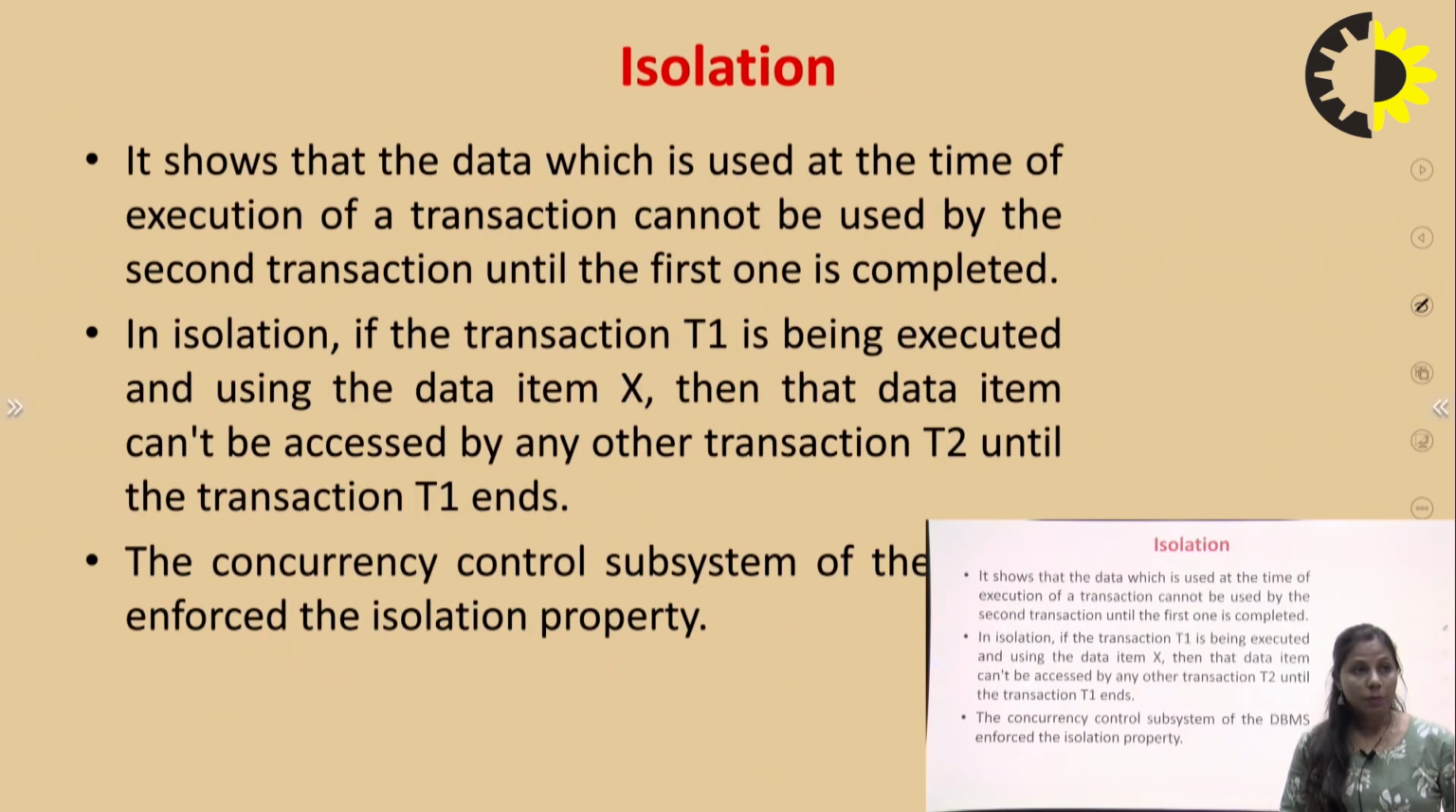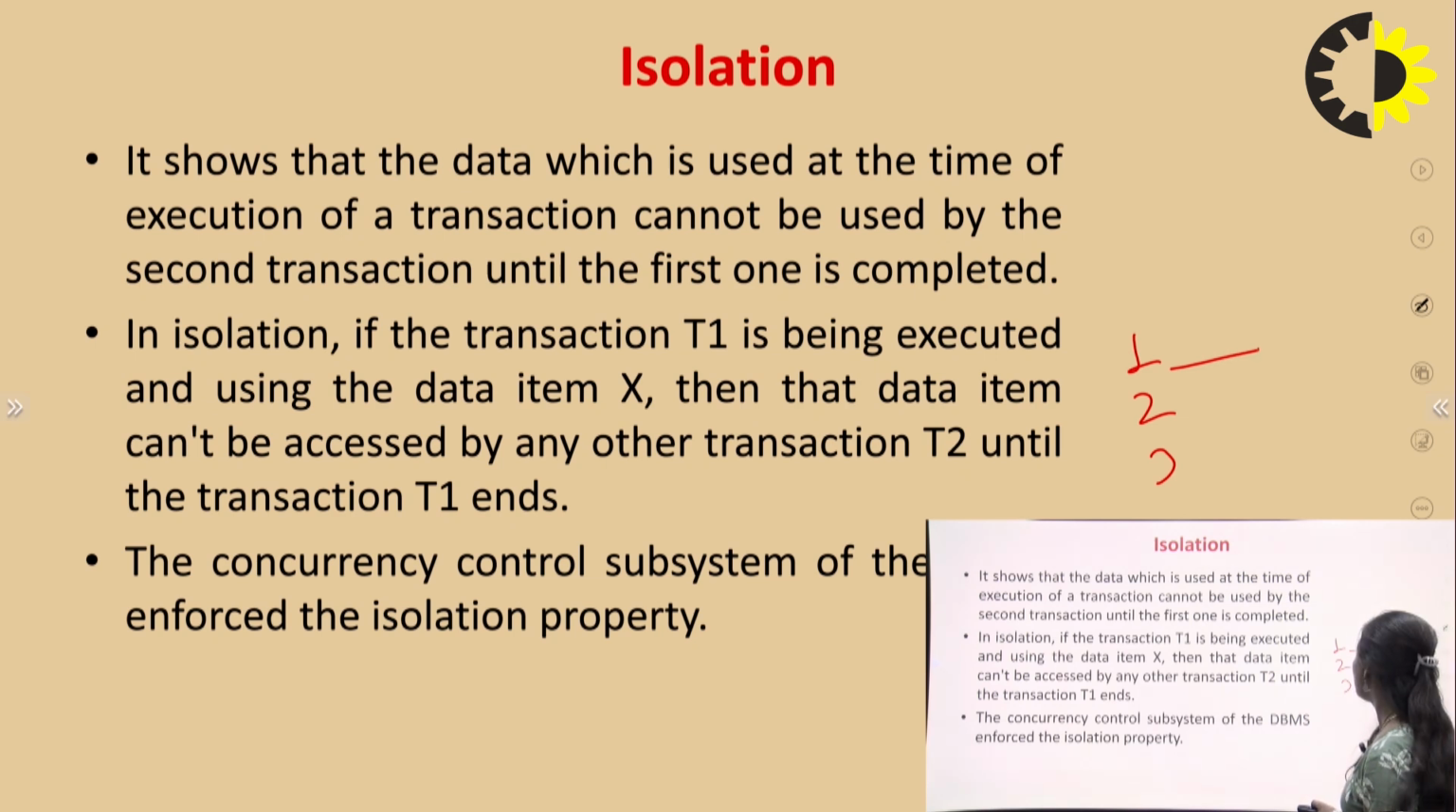Then the third property, that is isolation. That is, the values should not be interchanged in between, or if the transaction fails in between, the values should be isolated from one transaction to another transaction. It shows that the data used at the time of execution of a transaction cannot be used by the second transaction until the first one is completed. For example, we have several operations 1, 2, 3. Until the first operation is fully performed, it will not start the second operation. This is how isolation works.